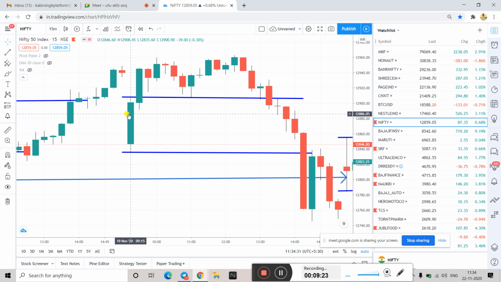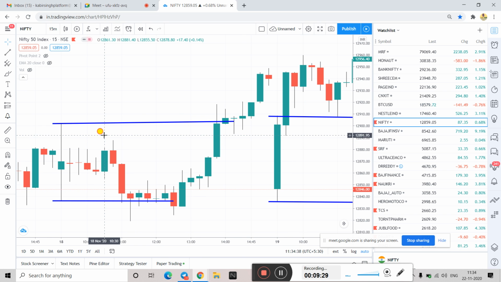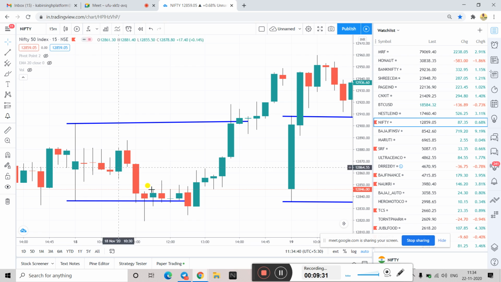Minimum 10 points, so you should book if you are doing OTM selling. That should be in your mind. Or 7 points. In this, the price never went anywhere. It went down and again went sideways, and then it went up.